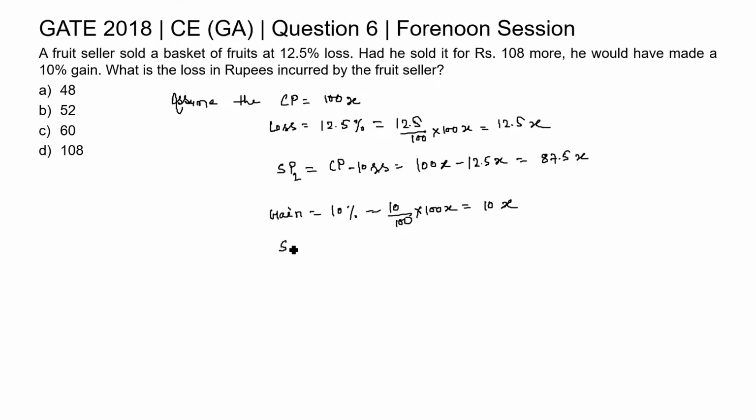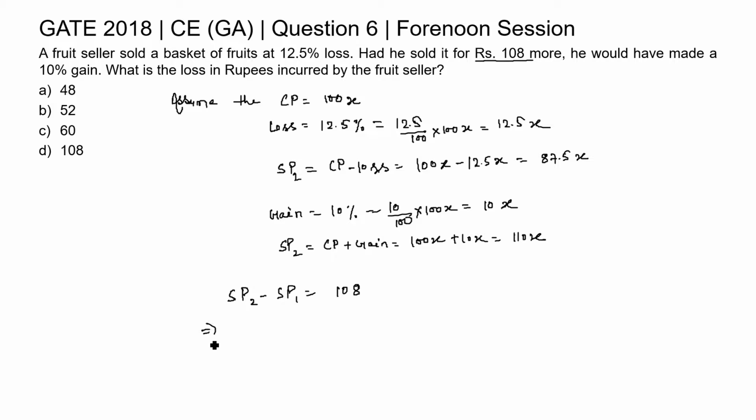So what will be the selling price? Selling price in the second case will be CP plus profit or gain. So CP is 100x and gain is 10x. So here we got 110x. So in the question it is mentioned that for 10% gain he would have increased the selling price by rupee 100. It means we can say SP2 minus SP1 is this 100.